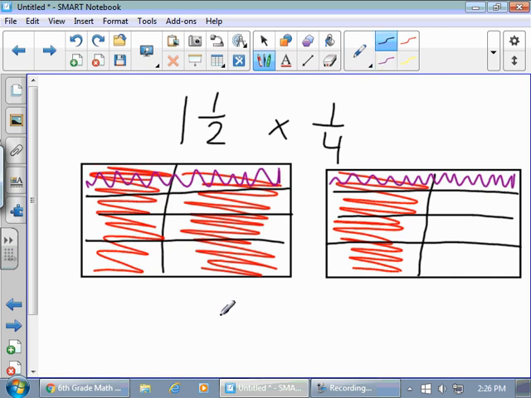Now, how many squares are colored purple and red? 3. And how many total small rectangles are in one big rectangle? 8. That's your answer. Now, you can't count total because I have 2 rectangles. But there are 8 parts in each rectangle. So the 8 is how many parts are in a rectangle.